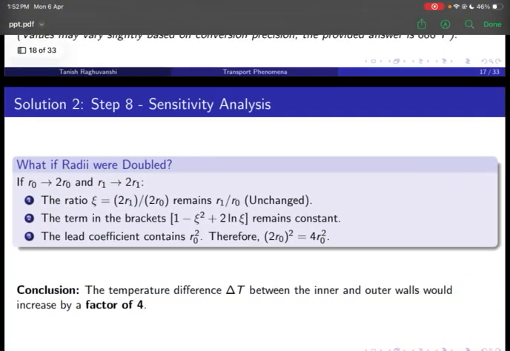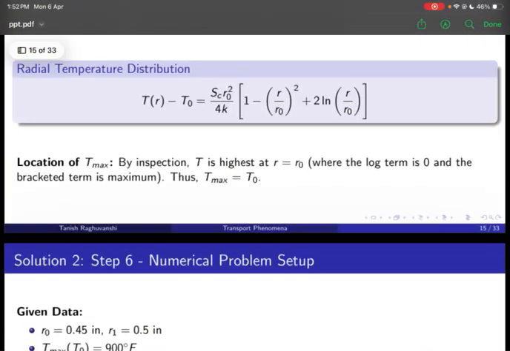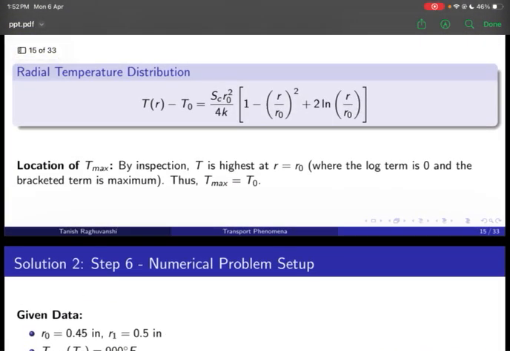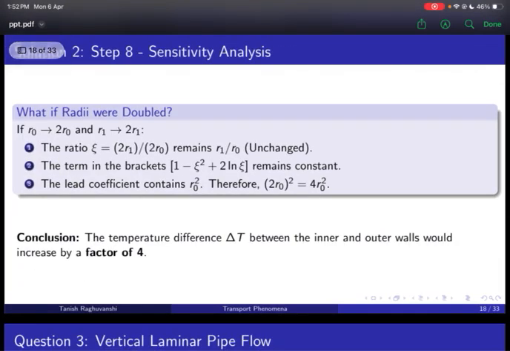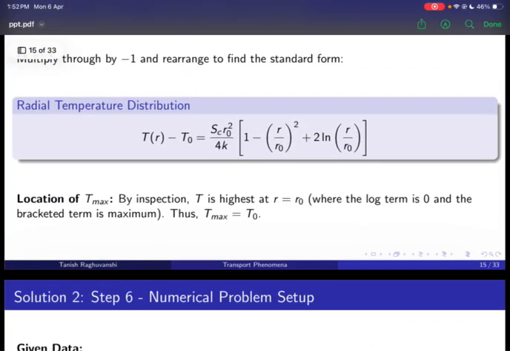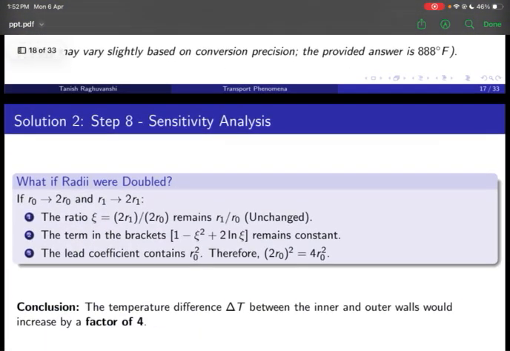Now, what if the radius was doubled? In this question, that is asked as well. So if the radius is doubled, R naught goes to 2R naught and R1 goes to 2R1, which are the inner and outer radius. That means that in this term there won't be any difference, because it is all in numerator and denominator, so the 2 cancels out. So that is what is mentioned here.